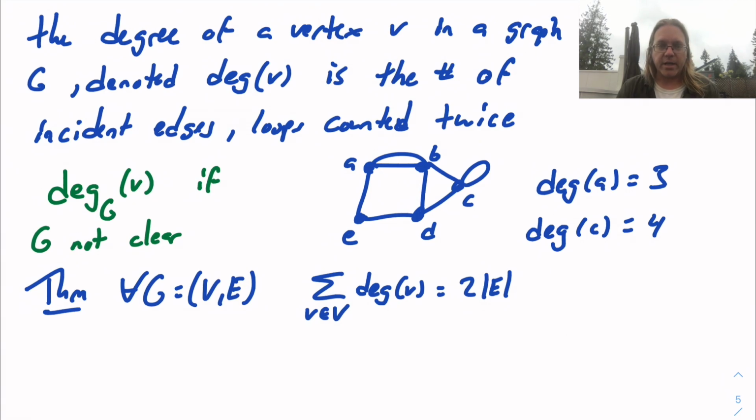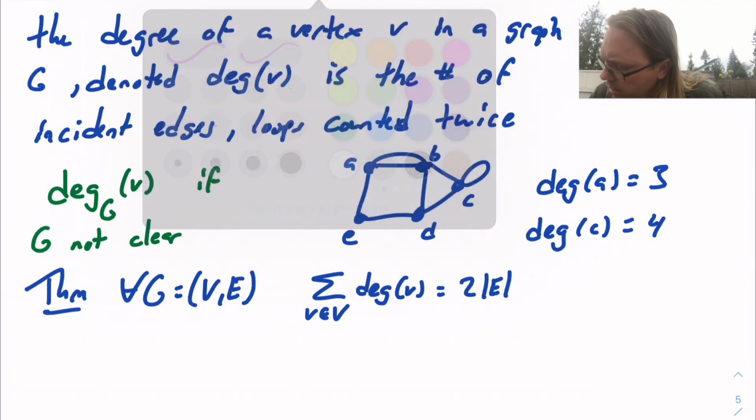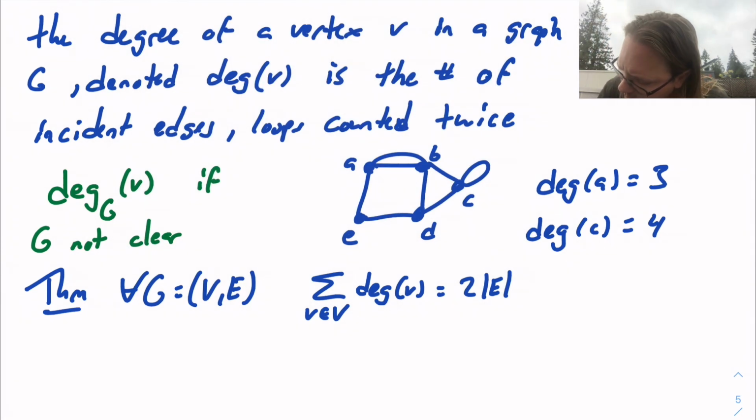Every time you have an edge, it's contributing 2 to your degree sum, right? If you have an ordinary edge with 2 distinct ends, then it contributes 1 to the degree of one end and 1 to the degree of the other end. If you have a loop, then it's contributing 2 to the degree of that vertex that it's incident with. So every edge contributes 2 to the sum of the degrees, so the sum of the degrees is exactly twice the number of edges. And I don't want to write much about that. Maybe I'll just say proof: each edge contributes 2.